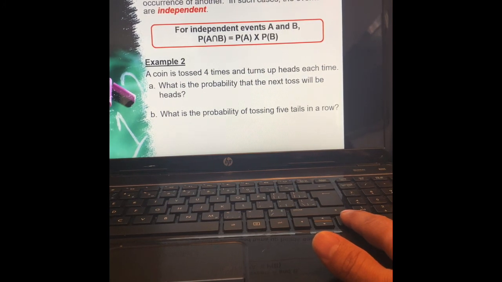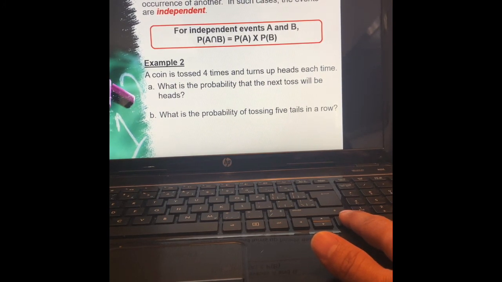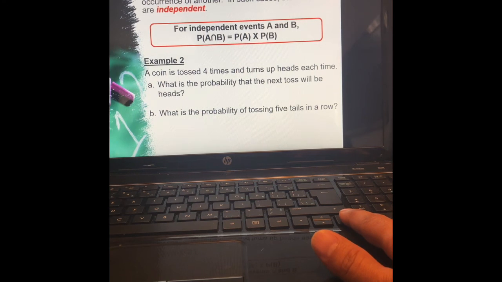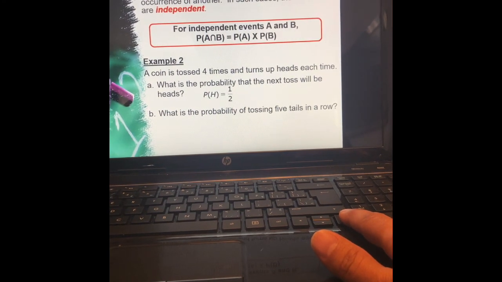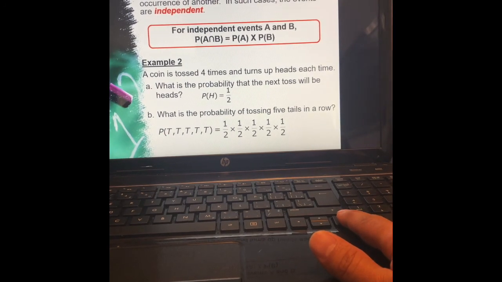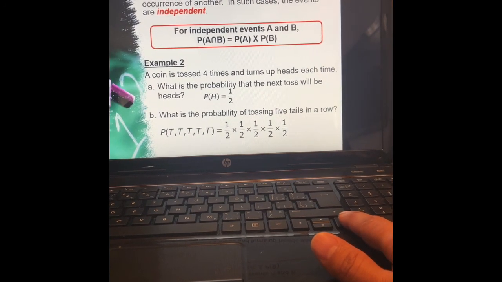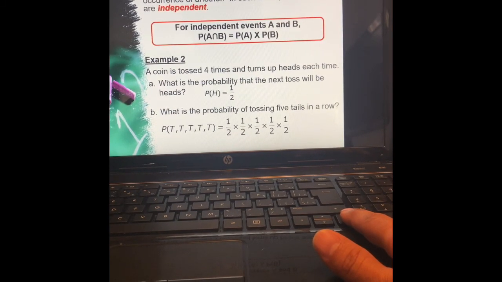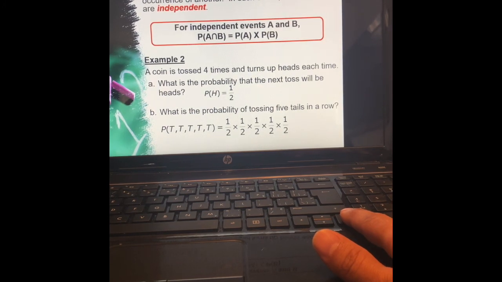What is the probability of tossing 5 tails in a row? 5 tails in a row is a little different. It's half times half times half times half times half. It's half to the power of 5. Again, they're independent. One toss doesn't affect any future tosses.